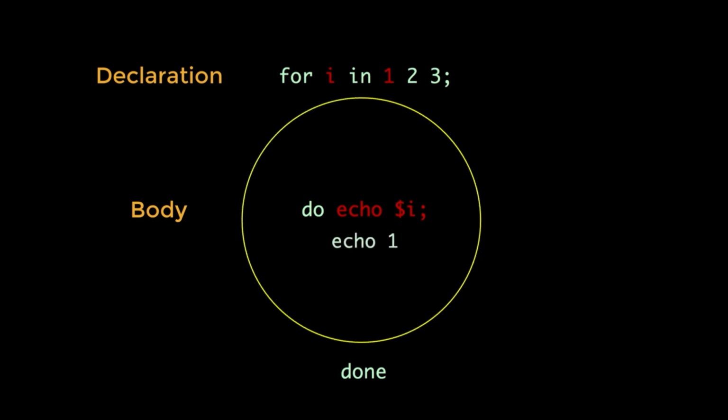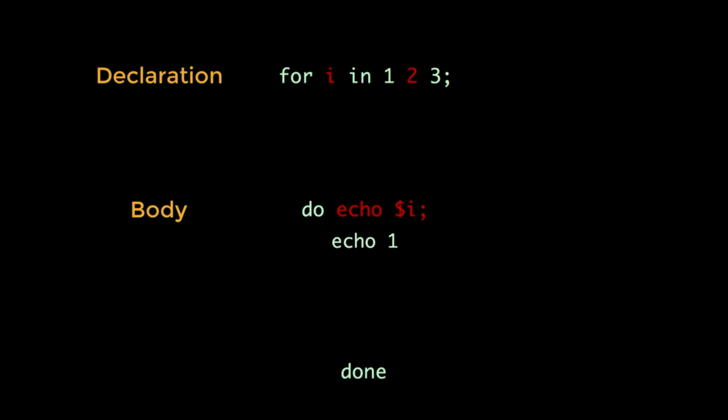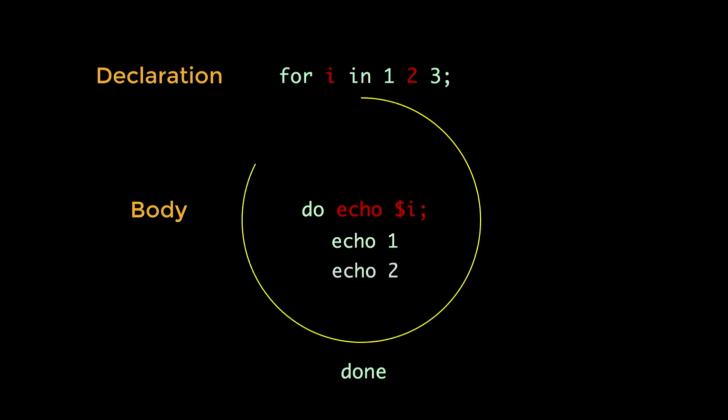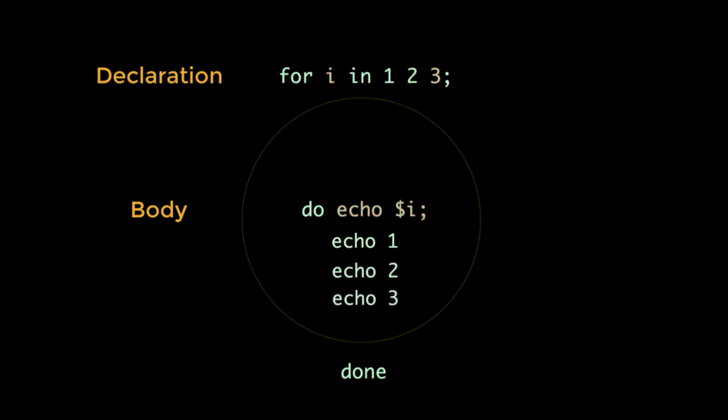Since there are items remaining in the list, the loop goes back to the declaration and assigns the next number in the list to the variable i. In this case, now it's the number 2. Then the body is run again, and the process is repeated until the end of the list is reached. The last section, called the end, contains only the word done, which means exit the loop after all of the items in the list have been run through the body of the loop.